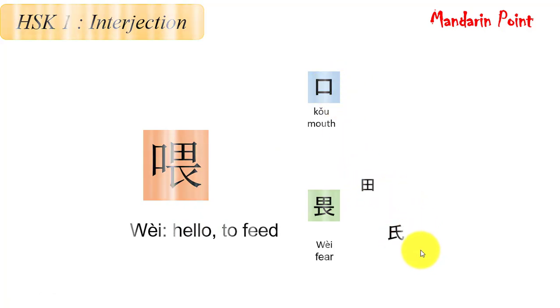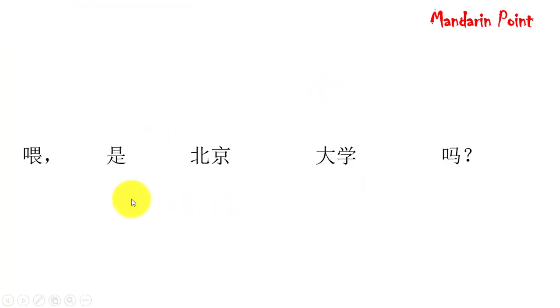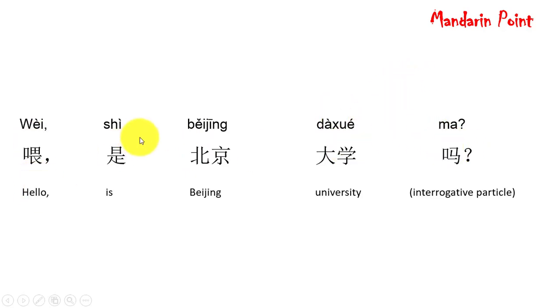Let's find out an example sentence. Wei, shi Beijing da xue ma? Hello, is Beijing. Da xue means university, and this ma is actually interrogative particle. So he wants to ask, hello, is this Beijing University?